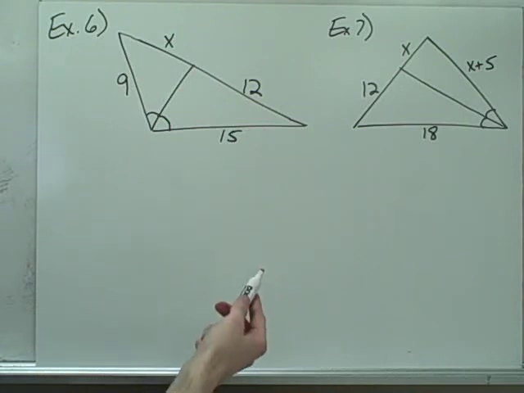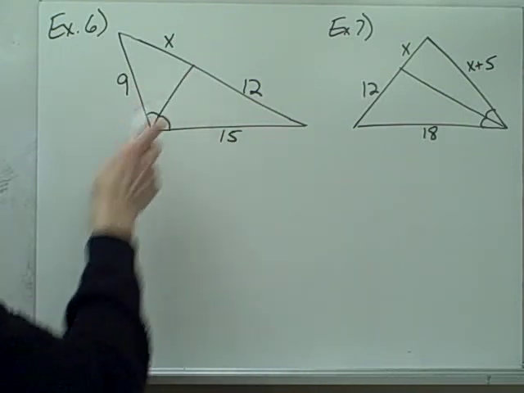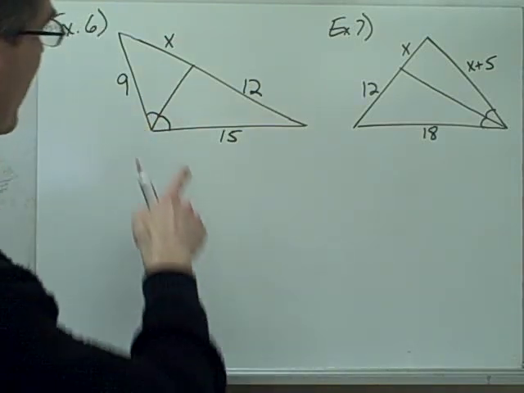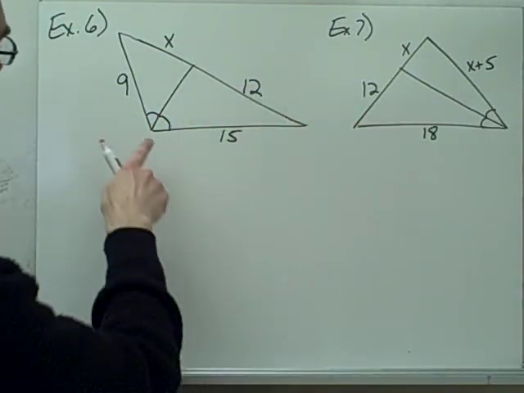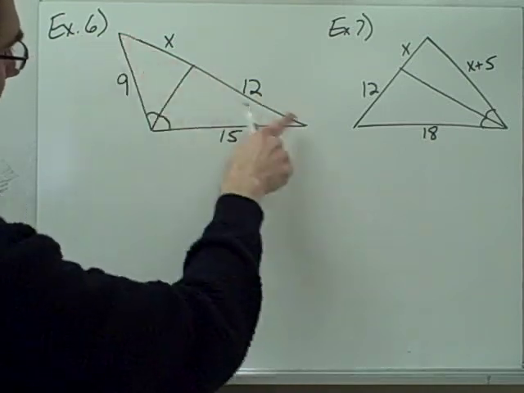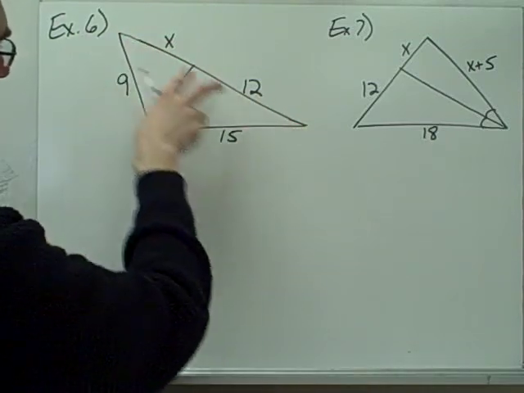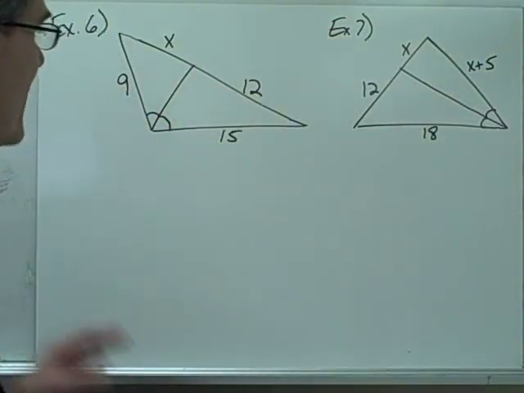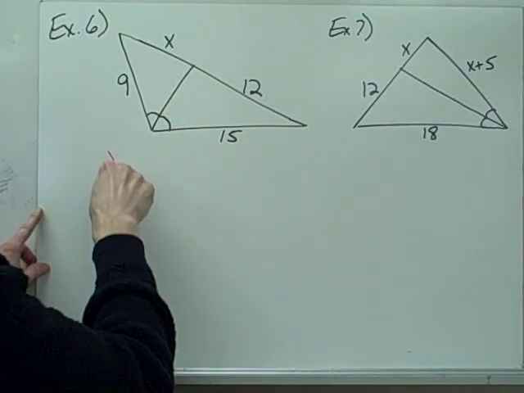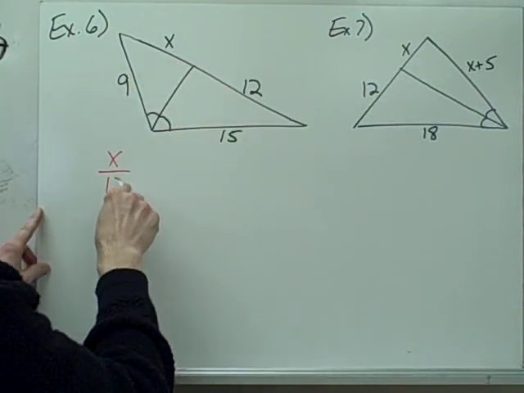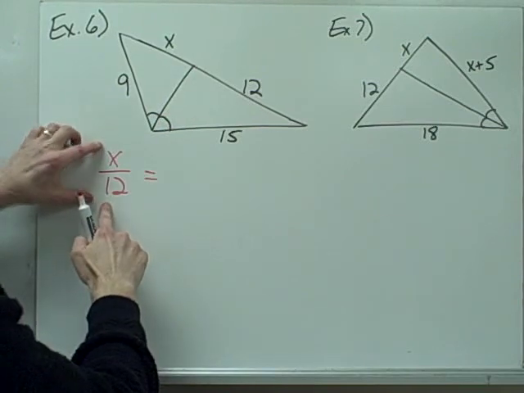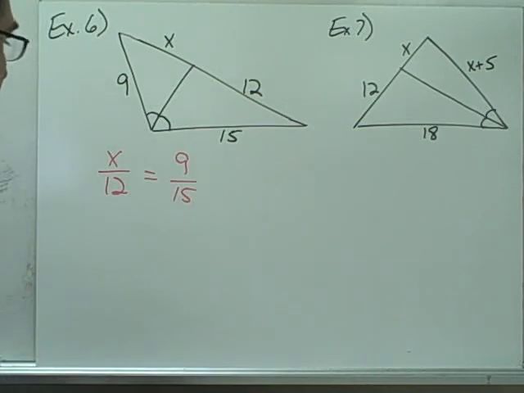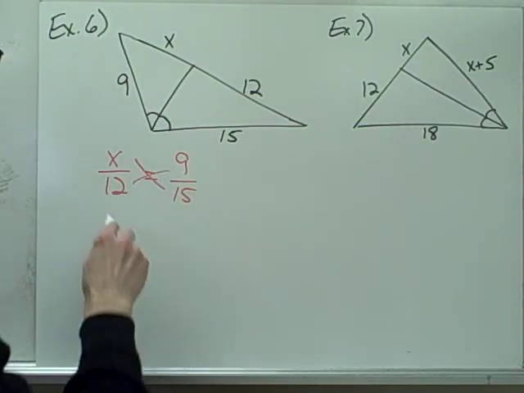So here I have a single triangle, and I have an angle bisector. I know it's an angle bisector because I've got two congruent angles here. And according to my theorem, this angle bisector separates this side into segments that have the same ratio as the other two sides. So all I need to do is set up my proportion using these two ratios. So x over 12, that's the same ratio as 9 over 15. And I can cross multiply and solve this for x.